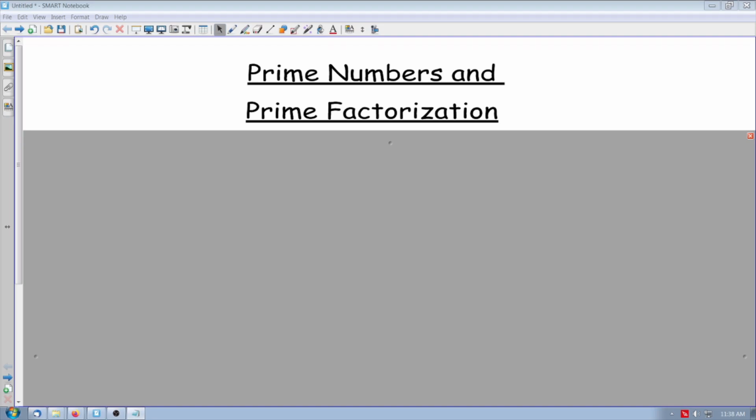Today I want to discuss prime numbers and prime factorization. Before we get into prime factorization, I want to first go over some key terms. The terms I'm going to use in this video are factor, prime, and composite numbers.